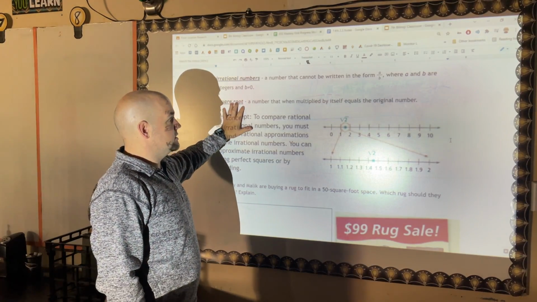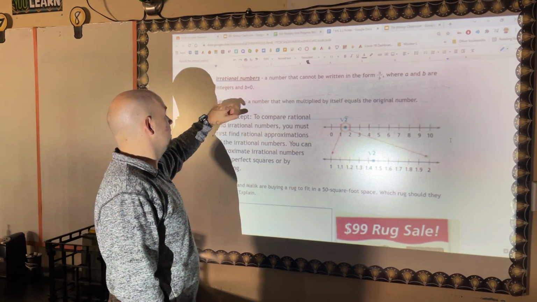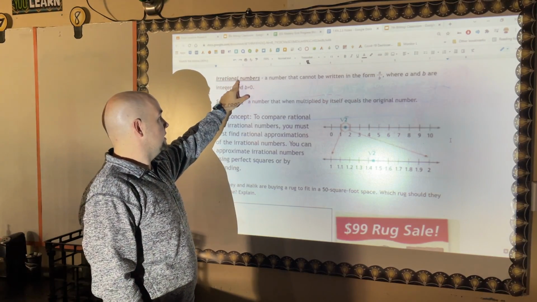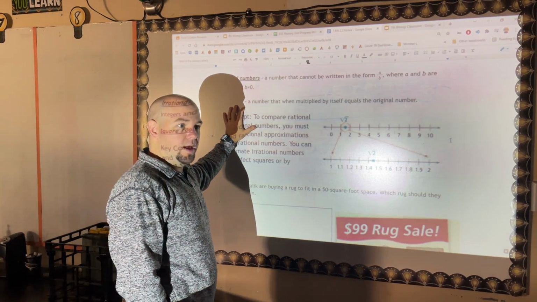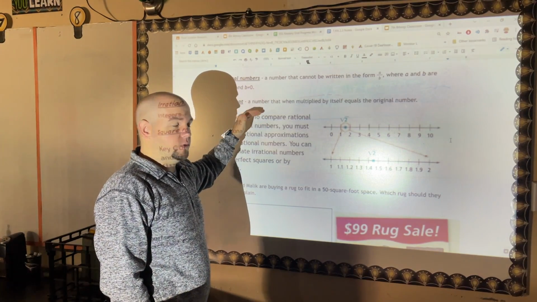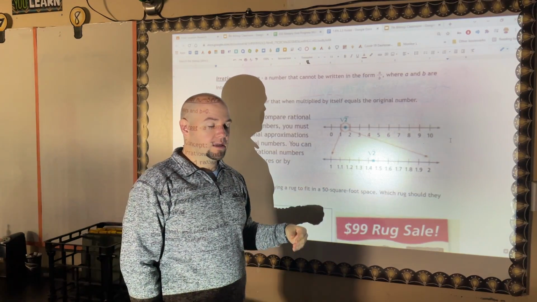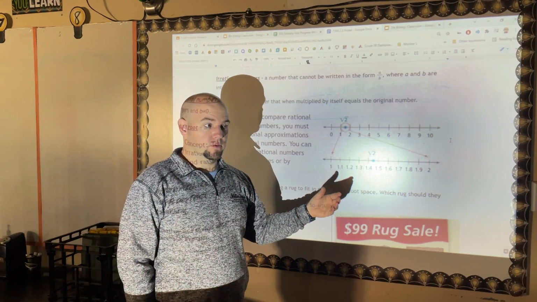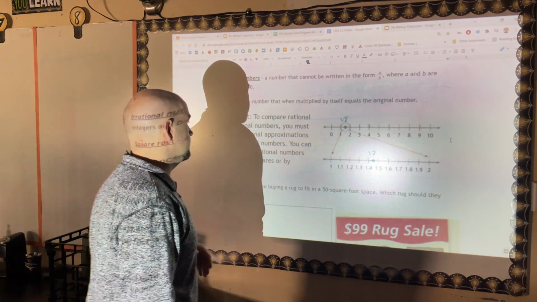Some definitions that are the same as last time. A number that cannot be written in the form of a fraction is considered an irrational number. And a square root is when you have two numbers multiplied by themselves to get a number. Example, what two numbers multiply to get 9? The answer is 3. So the square root of 9 is 3.